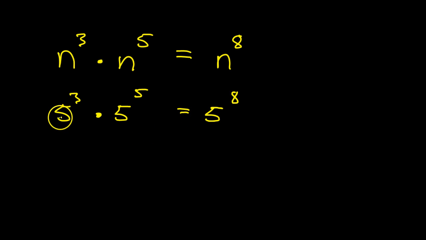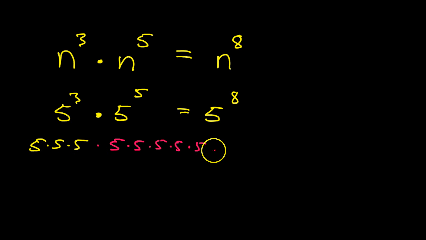Okay, and the reason why: 5 to the third power is 5 times 5 times 5. 5 to the fifth power is 5 times 5 times 5 times 5 times 5. If you put all that together, I have 8 things. Alright? I have 8 fives. Alright? 5 to the 8th power. These do not morph and suddenly become 25s. So no, you don't multiply the bases together and make 25.